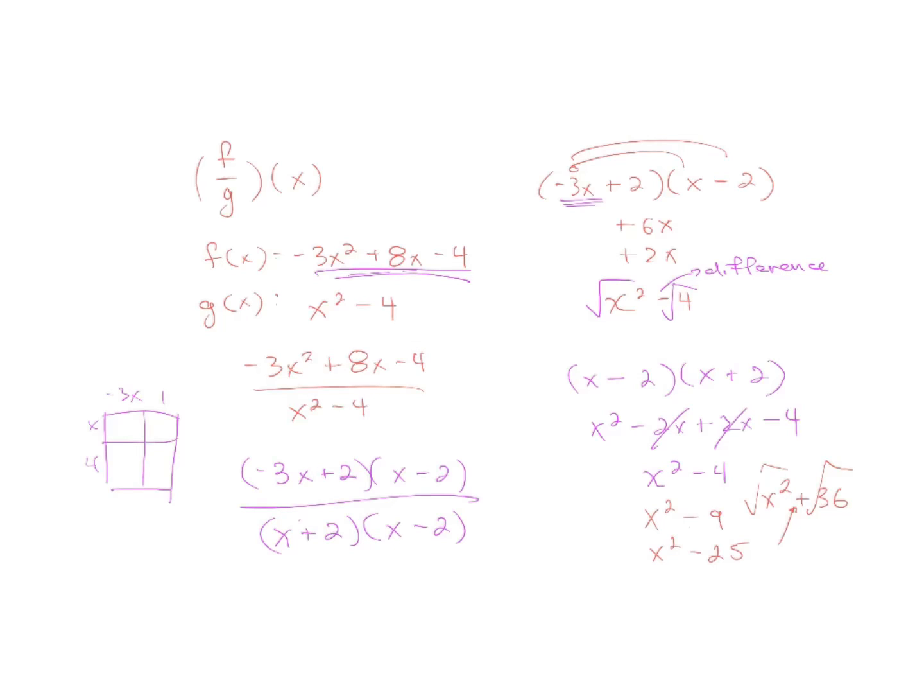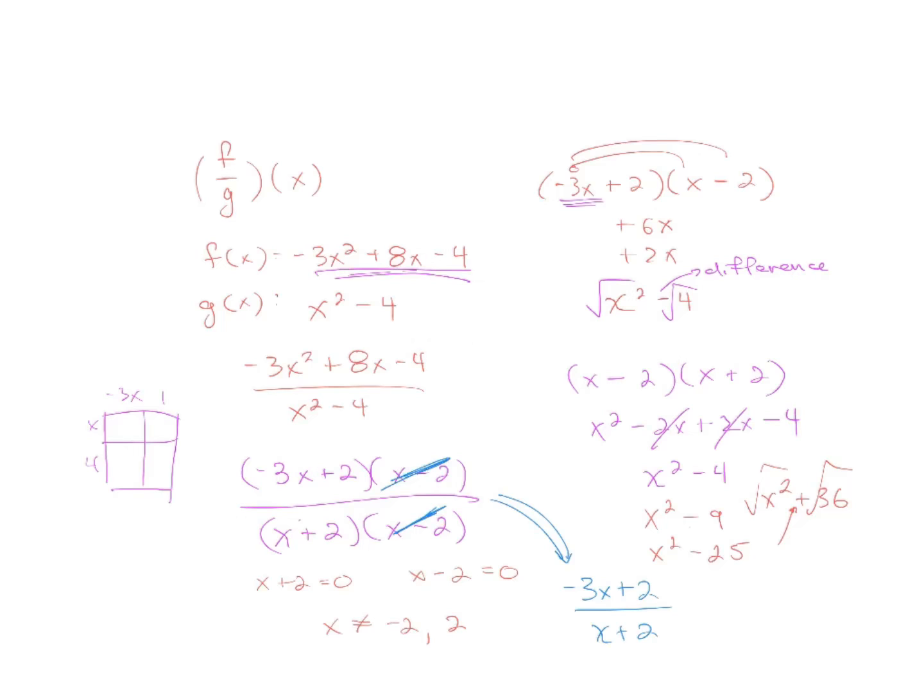And then we look to cancel out. Now, okay, we talk about domain. x plus 2 is equal to 0, x minus 2 is equal to 0. So we come across the fact that our domain excludes negative 2 and 2. And then we'll look to cancel out these two pieces. And then our final reduced, simplest form division of two functions will end up being negative 3x plus 2 over x plus 2.